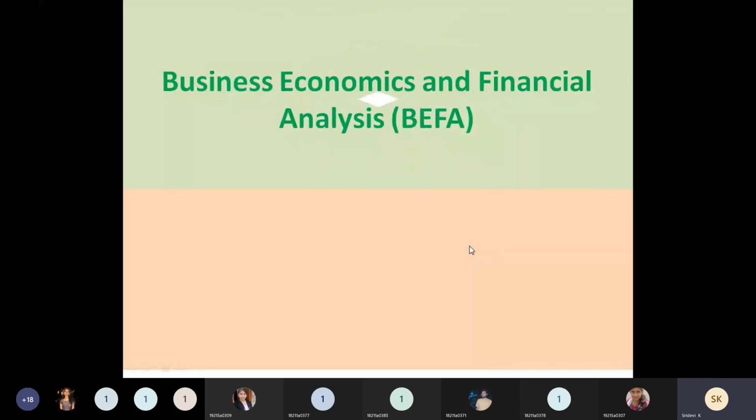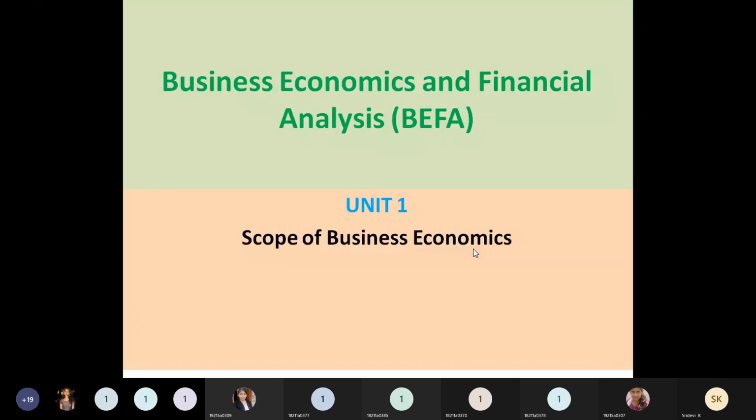In business economics, we are discussing the topic, and the first unit is the scope of business economics. Scope means the areas where we are going to apply business economics. What are those areas where we are going to apply business economics? That is what we are going to discuss in this scope of business economics. What are the decision areas where we can apply business economics?